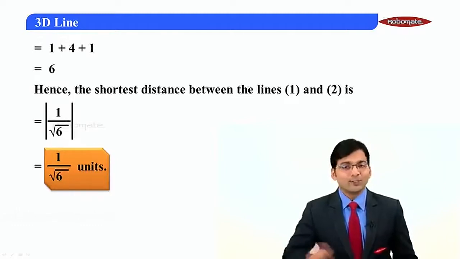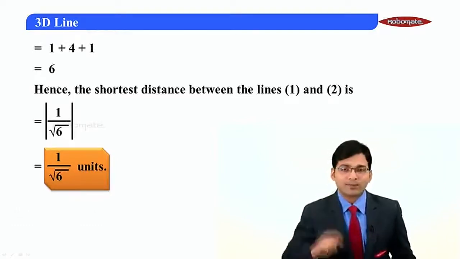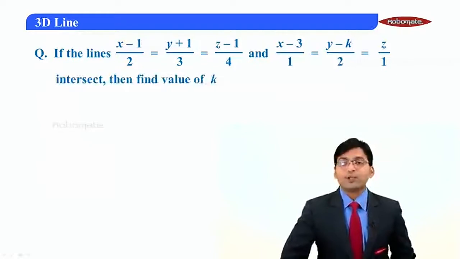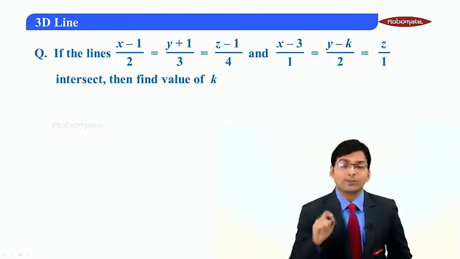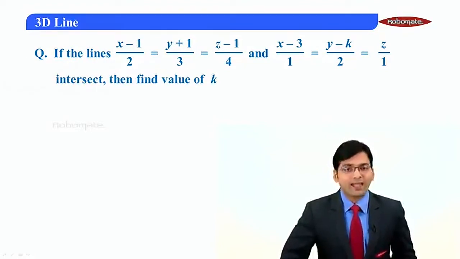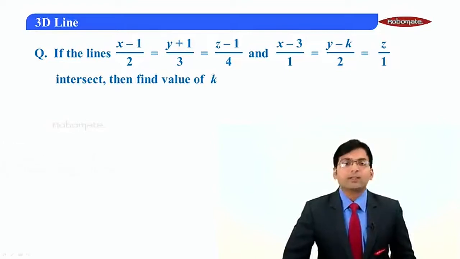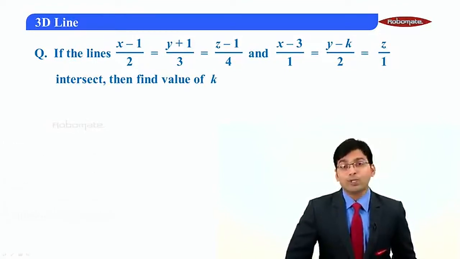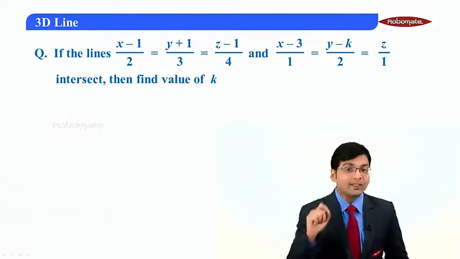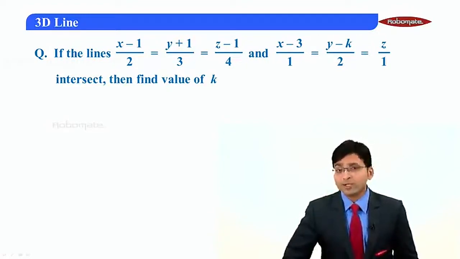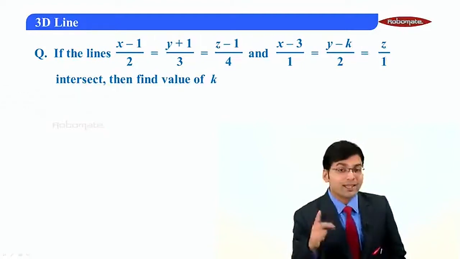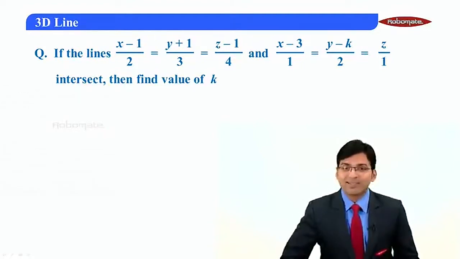Alright students, so here we complete question number 1. Let us proceed. Question number 2 says, if the lines (x minus 1) upon 2 equal to (y plus 1) upon 3 equals (z minus 1) upon 4 and (x minus 3) upon 1 equal to (y minus k) upon 2 equal to z upon 1 intersect each other, then find the value of k. Now students, in this question, the two lines are intersecting. Yeah, you remember the condition?